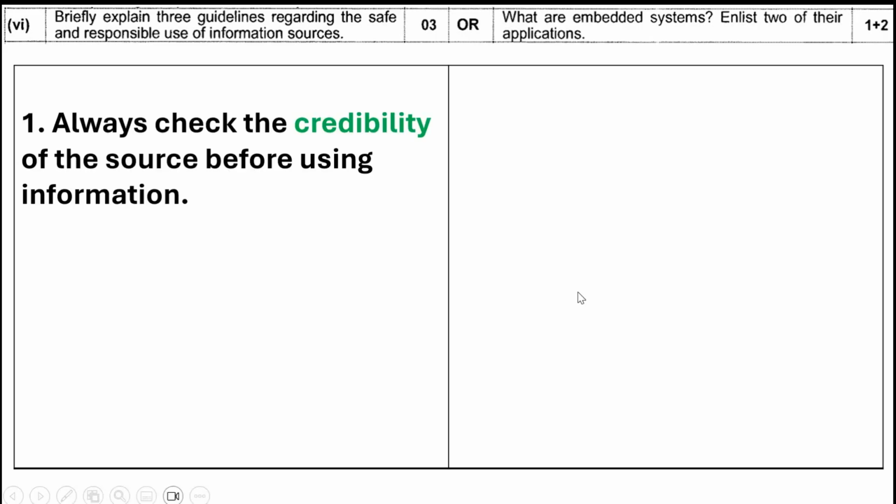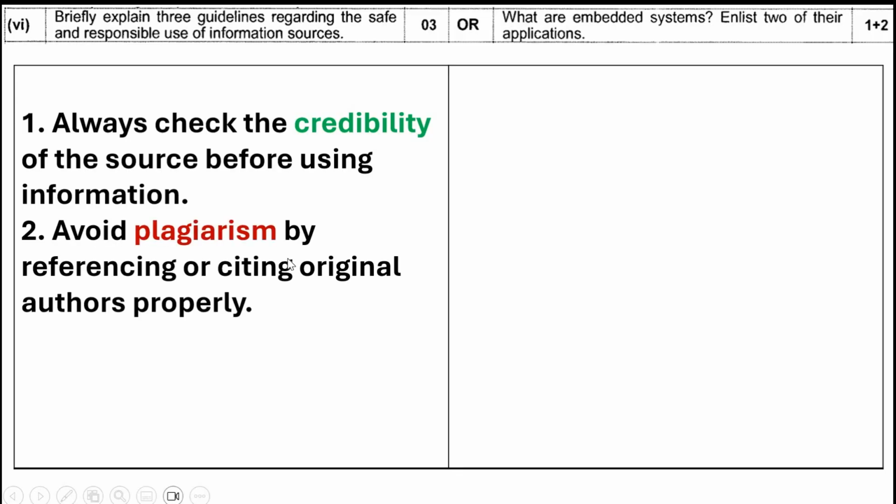Question number 6. Briefly explain three guidelines regarding the safe and responsible use of information sources. Number one, always check the credibility of the source before using information. If you want to use information in your assignment, exam, or thesis, you must check where you are copying from and how correct that information is.